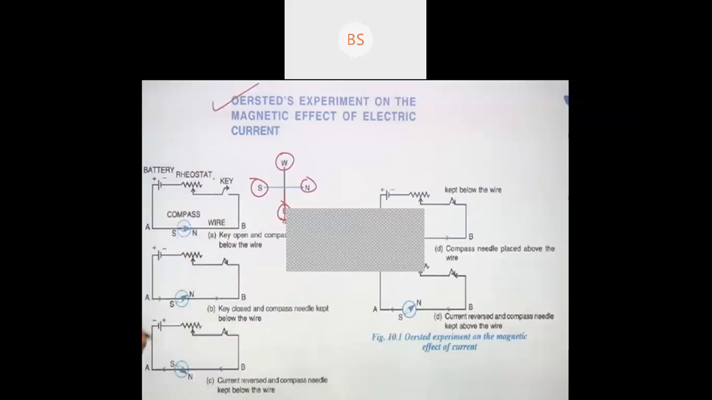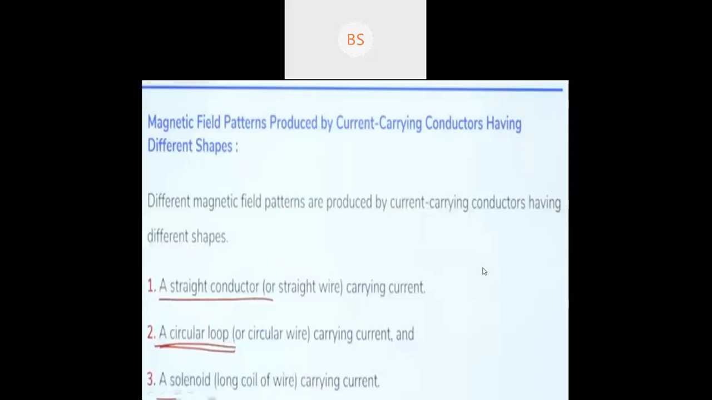I think the meeting will end for all participants in 5 minutes. So we'll continue the class on Monday because tomorrow is the second Saturday holiday. In the next class, I will just explain in short what we are going to study. We are going to study the different magnetic field patterns produced by current carrying conductors having different shapes, that is a straight conductor, a circular loop and a solenoid. We are going to study these three in the next class.